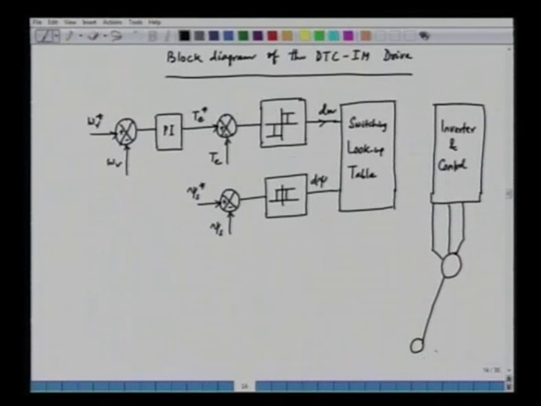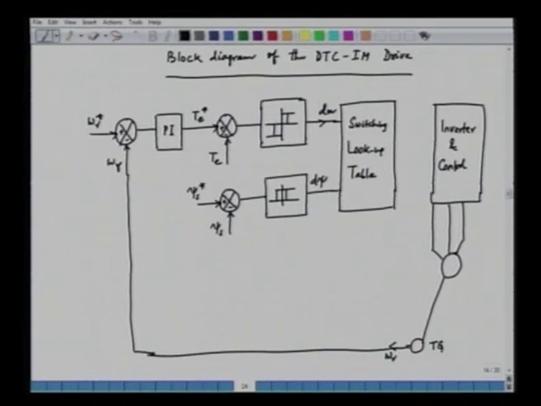And we have, let us say, a speed sensor or a tacho generator. Out of this, we obtain the speed feedback, so speed is fed here. We have omega r in this case, and we can feed this omega r to have closed loop speed control.